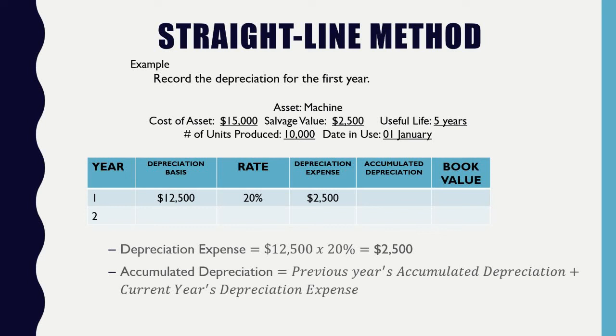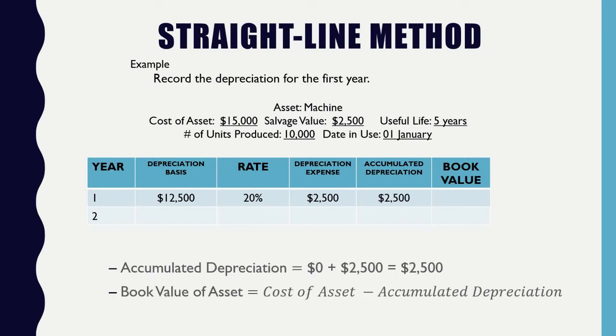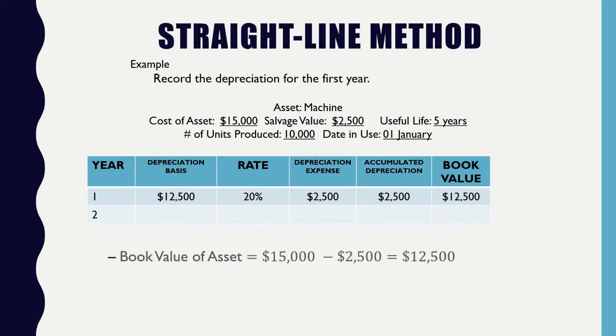Your accumulated depreciation, once again, is 2,500 because you have no previous year's accumulated depreciation. So it'd be 0 plus the current, which gives you 2,500. And of course, when you solve for the book value, you take your 15,000, which is your asset cost, minus the accumulated depreciation of 2,500 to get 12,500. Then let's go ahead and solve for the second year.